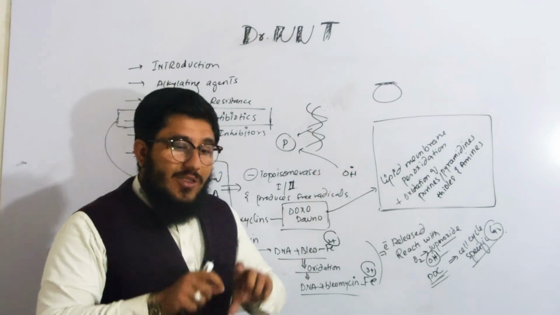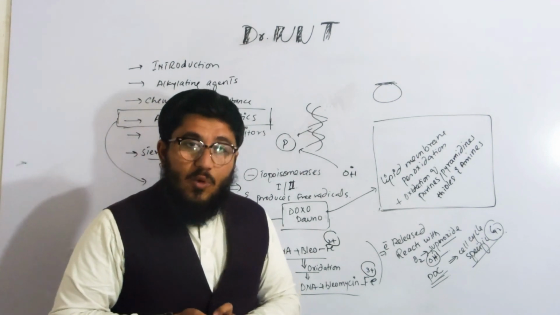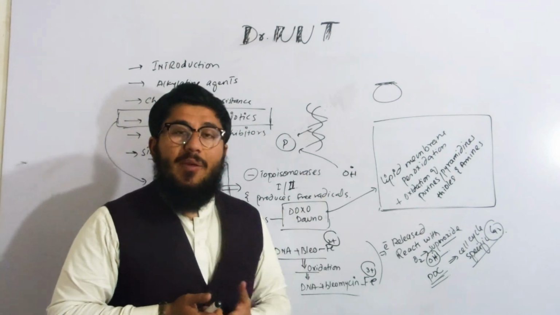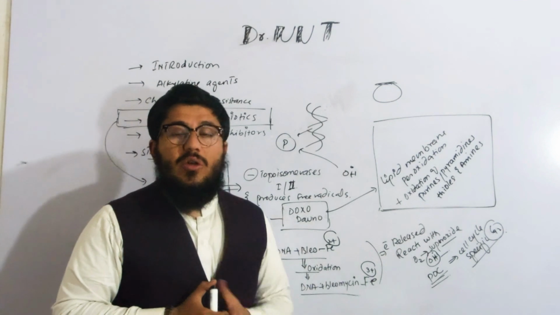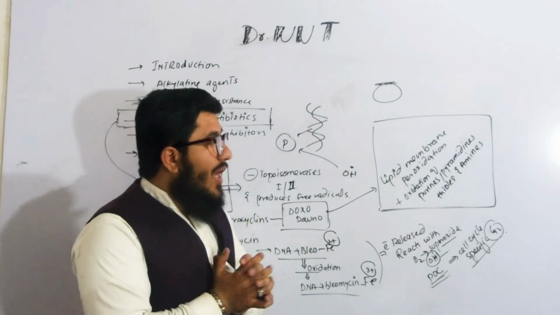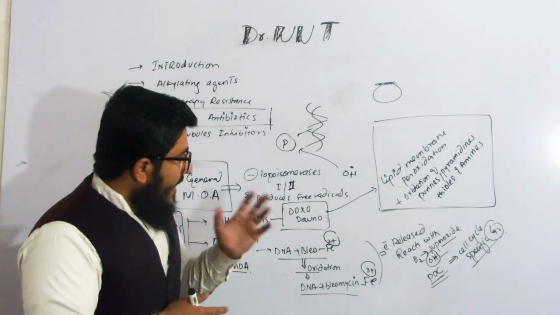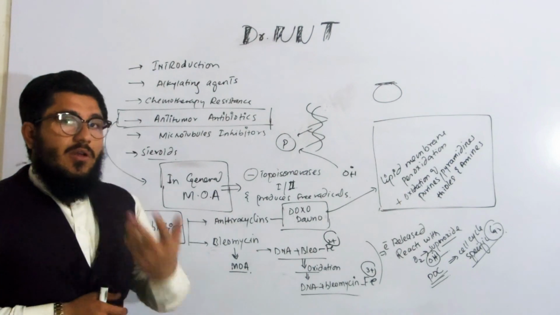So when you destroy the cell membrane, our cell is no more able to live. When the cell is not able to live anymore, when it dies, then what will happen? We will be able to counter the cancer. And we'll discuss the bleomycin in our next video.